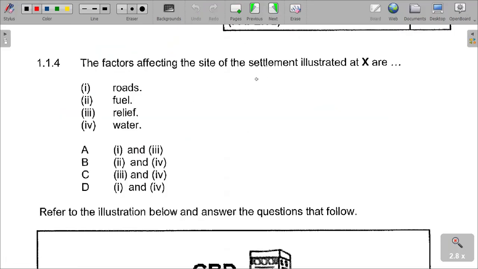The factors affecting the site of a settlement at X. What factors are affecting the site of the settlement at X? If we look here, we are supposed to understand: do we have any roads? Do we have any fuel? Do we have any relief factors that are affecting it?